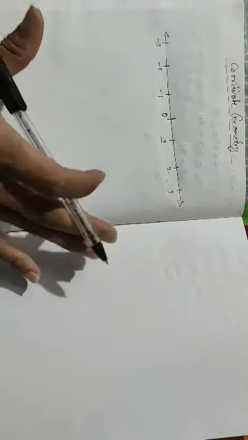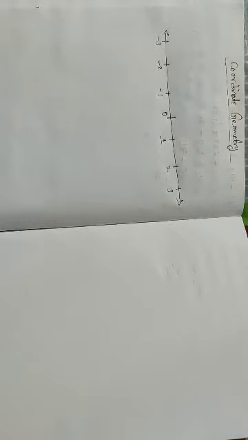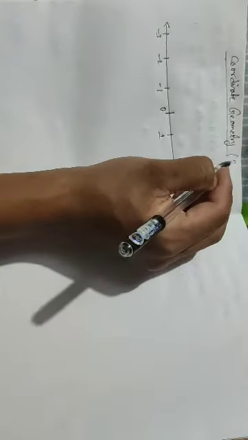But in coordinate geometry, in higher classes we'll study 3D. You have heard about 3D, like when you watch 3D movies, right? But in class 9 and class 10 we are only concerned about 2D, that means two-dimensional. The number line we were talking about was in 1D, that is one-dimensional, because we have only one line.